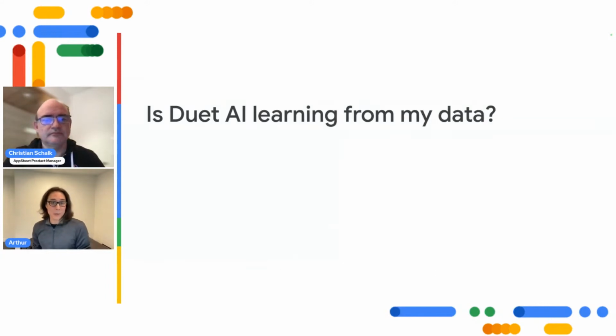Related to that, a similar question that we get is: is Duet AI learning from my data, from the data that you're providing? And just in general, no. Duet AI is essentially an AI model behind that needs to be trained, but it is not trained using the data that you're providing when you're using it through AppSheet. Just plain and simple. If that were to change, I'm sure you'd be hearing about it.